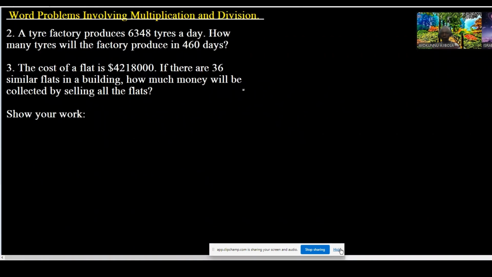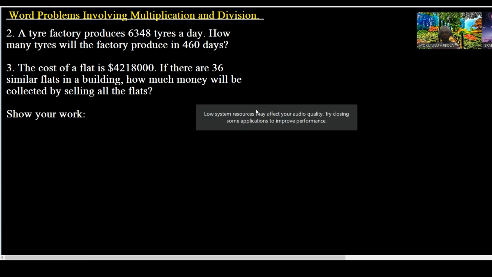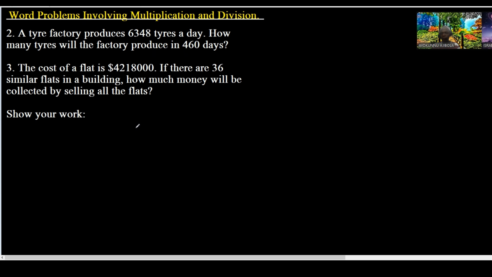So we have questions number two and three. A tire factory produces 6,348 tires in one day. How many tires will the factory produce in 460 days? So if one day is 6,000 plus, then 2 days will be times 2, 10 days will be times 10, and 460 days will be times 460.